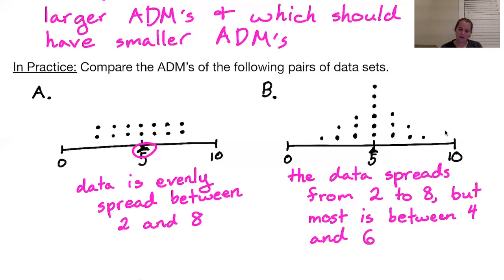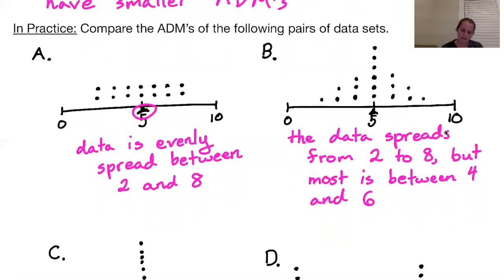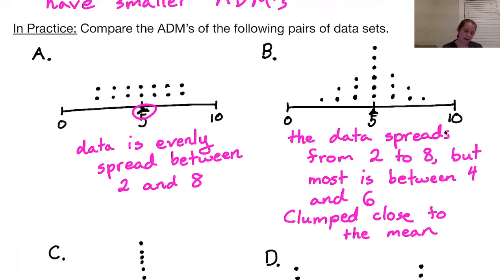Right? So in this case, it's clumped close to the mean. So between these 2 data sets, I would say that this should be the larger ADM. And this will be the smaller ADM.